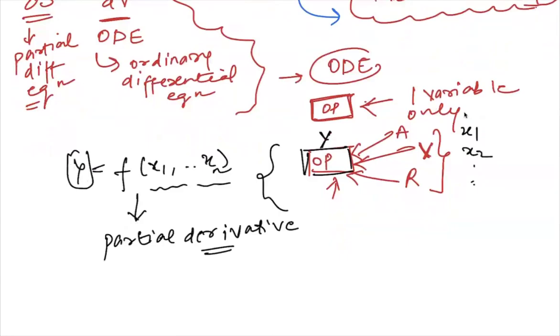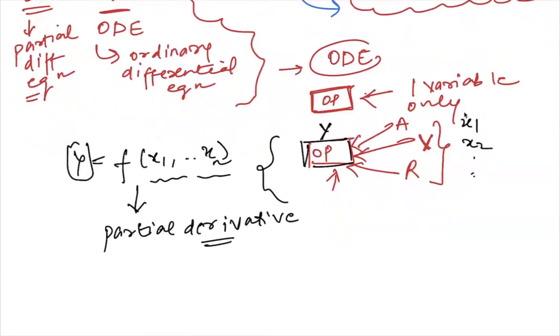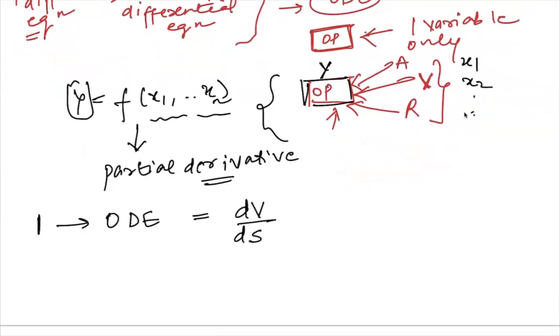Just to quickly summarize: when only one factor is affecting, we call it an ordinary differential equation, and we write it as dv by ds. But when multiple factors are affecting, we use a partial differential equation, and we write this as dou v by dou s.